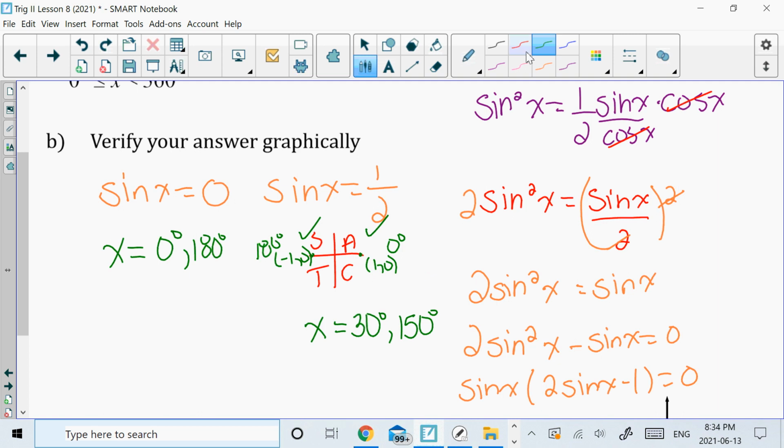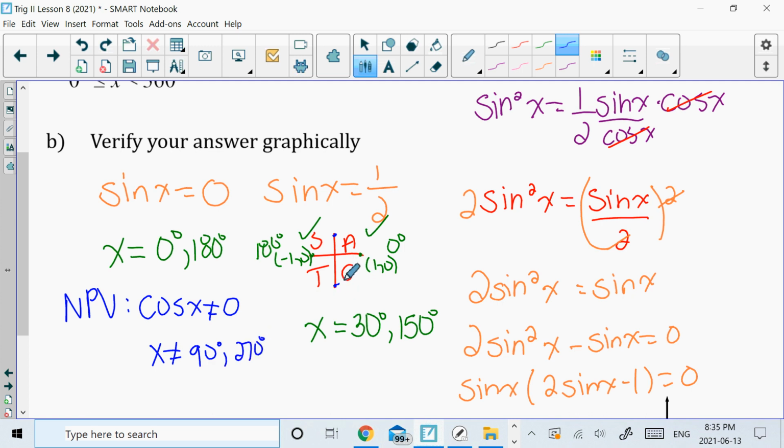I just need to check non-permissible values. So what the non-permissible values would be: the cos of x cannot be equal to 0. So where are the x coordinates 0 on my unit circle? That would be over here at 90 degrees and at 270 degrees. So that means that all 4 of these would remain solutions. So I'm just going to say x cannot be equal to 90 degrees or 270 degrees.